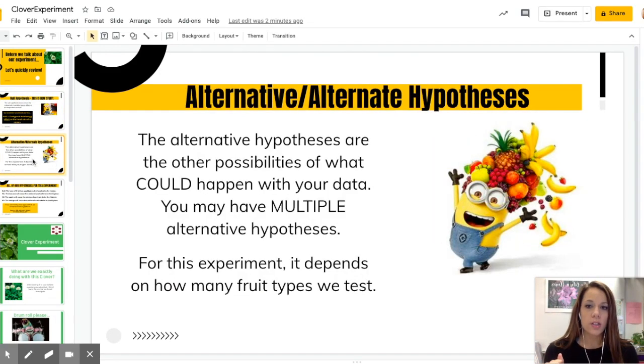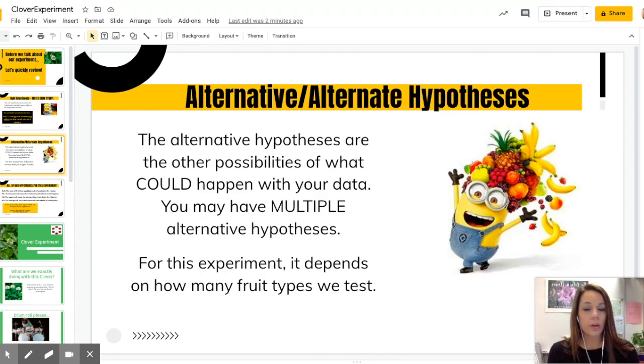We also talked about these other types of hypotheses called alternative or alternate hypotheses. These are just other possibilities that our data could show, and you're going to have multiple alternative hypotheses, and it depends on what you actually are testing in your experiment. So again, if we're doing these minions, we're going to have as many alternative hypotheses as how many different types of fruit we test.